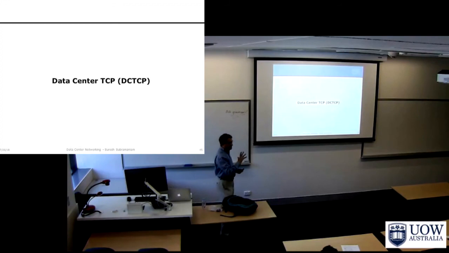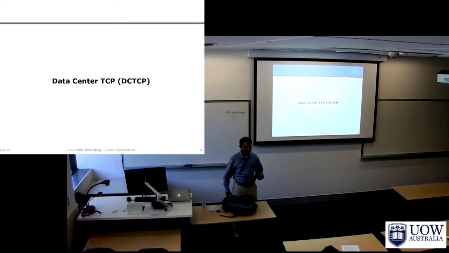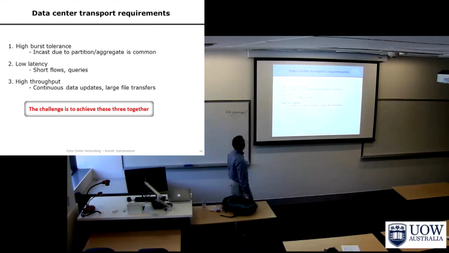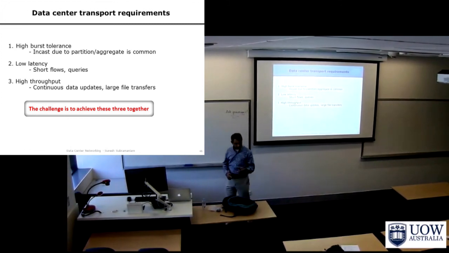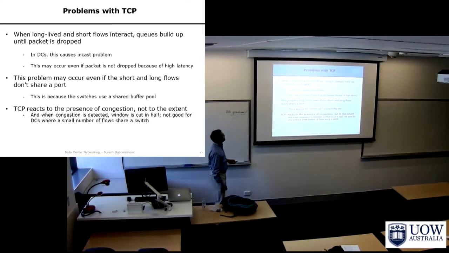Now, it turns out in data centers that is not a very good strategy. So there was a group, I think this was a Microsoft group, that came up with an alternative to TCP in data centers called DCTCP, data center TCP, which works as follows. The problem here is that you have to have high burst tolerance and you have to have low latency. I keep repeating this, that's very important. And you have to have high throughput, right? These are sort of conflicting with each other, but they are both needed in data centers, right? So the challenge is to achieve these three things together.